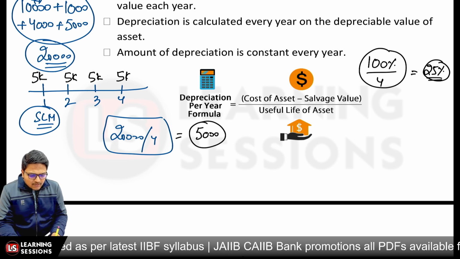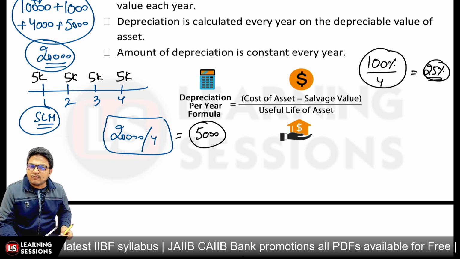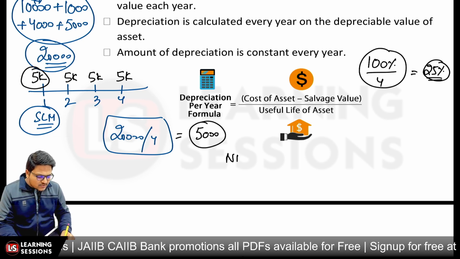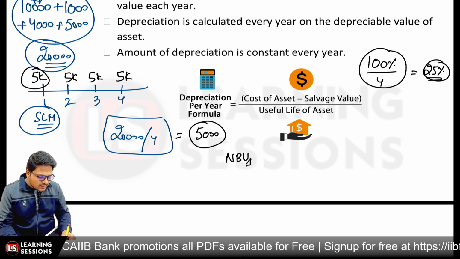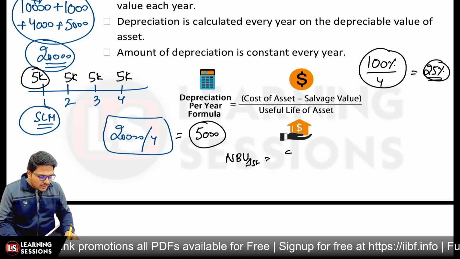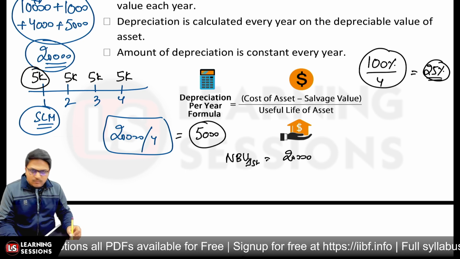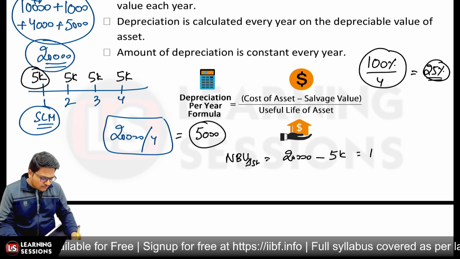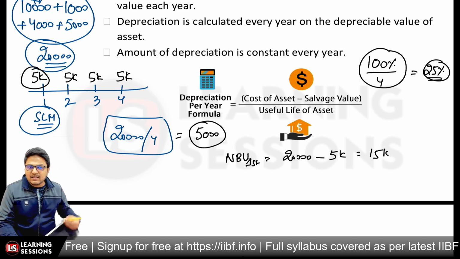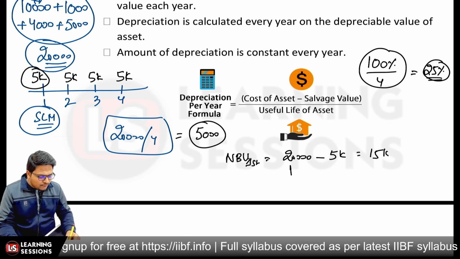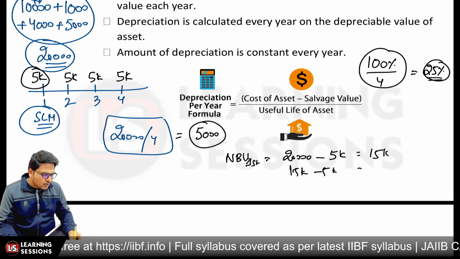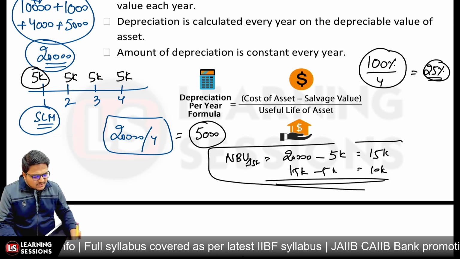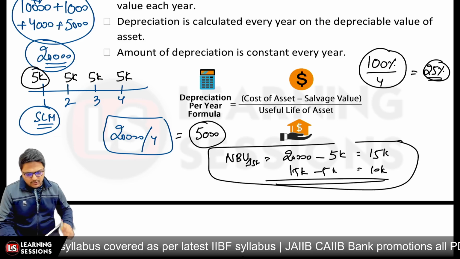Now when the first year of depreciation has been charged, what will be the net book value? The net book value for the first year will be equal to 20,000, that was the book value, minus the depreciation amount, that is 5,000, which equals 15,000, right? And the next year the net book value would be 15,000 minus 5,000, which equals 10,000, and at the end of the tenure the asset will have zero book value, right?